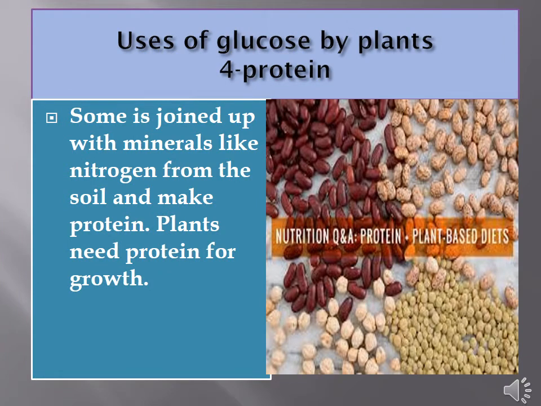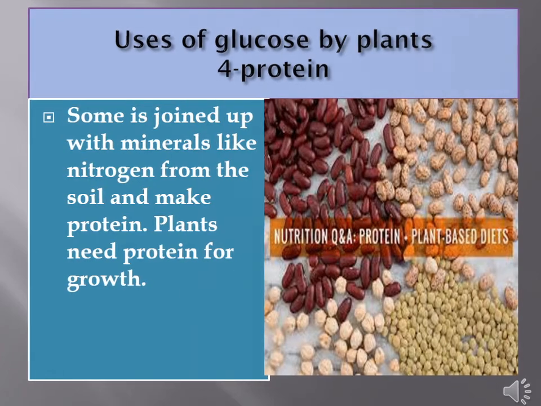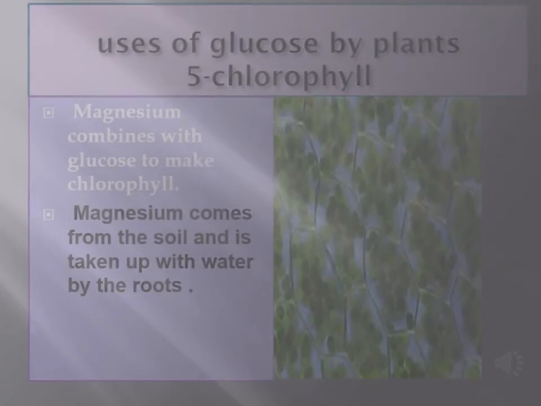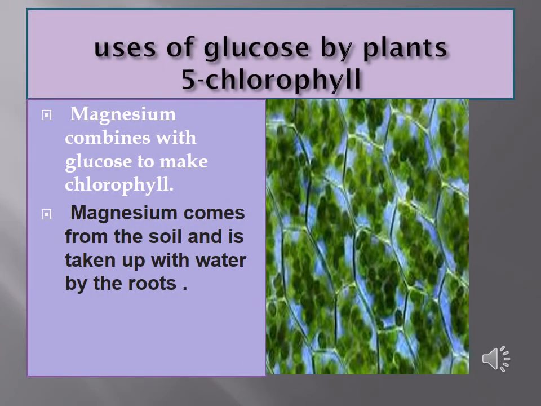Some glucose is joined up with minerals like nitrogen from the soil and makes protein. Plants need protein for growth. Magnesium combines with glucose to make chlorophyll. Magnesium comes from the soil and is taken up with water by the roots.